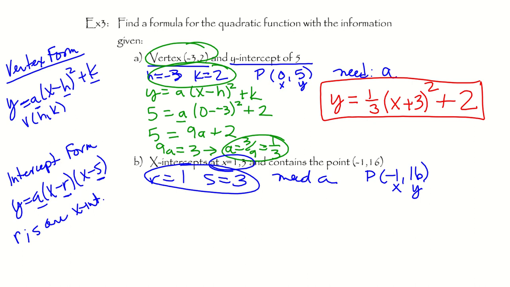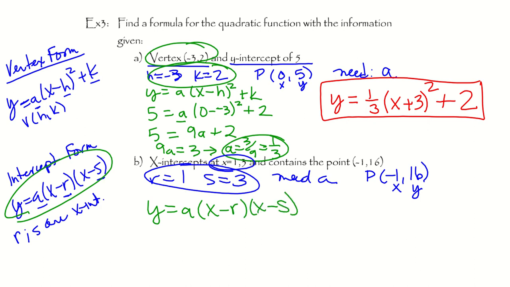So if I take my intercept form, which is y equals a times (x minus r) times (x minus s), which would be helpful because I have the x-intercepts, and I plug in what I know, I can put in 16 for y equals a, which I need to find, times -1 for x, minus one of my x-intercepts, I'm going to use 1, times x again, -1, minus the other x-intercept, I'll use the 3. I have an equation that I can solve for a.